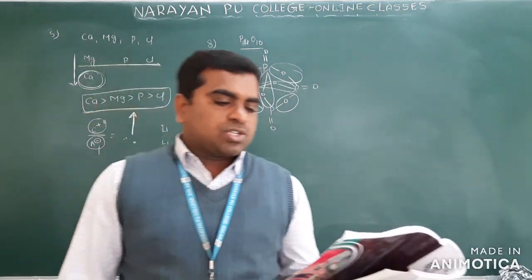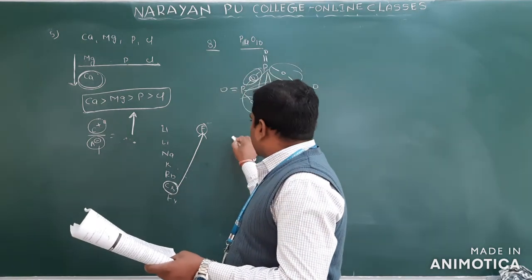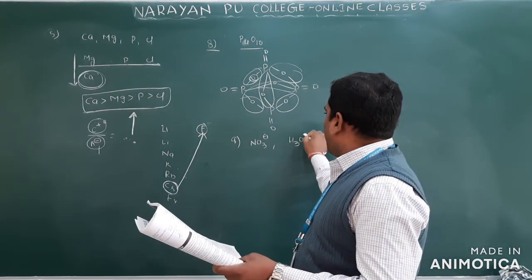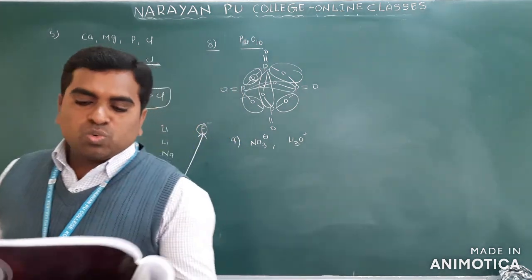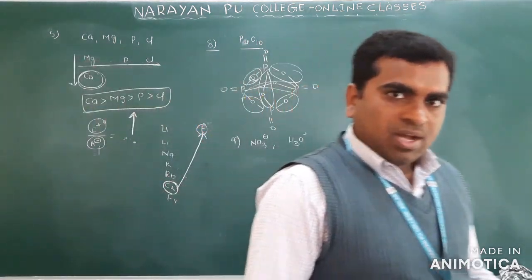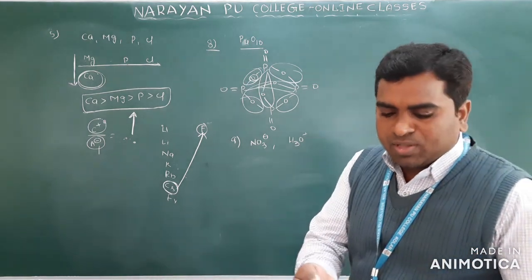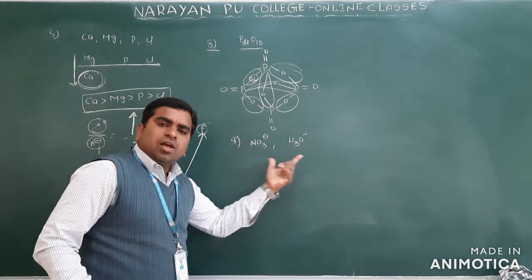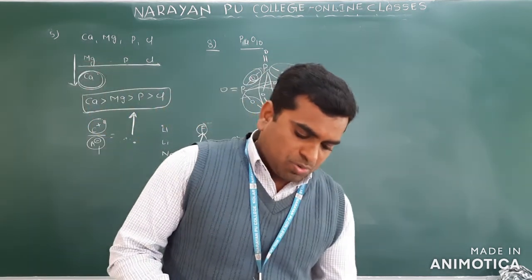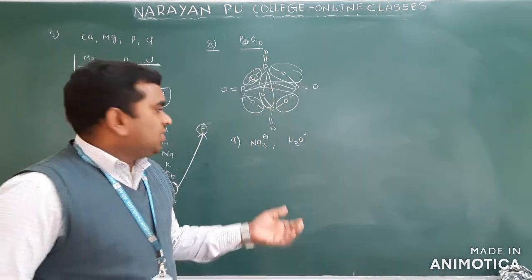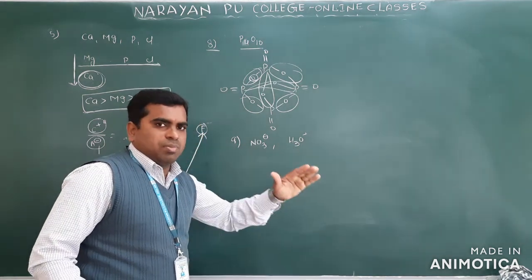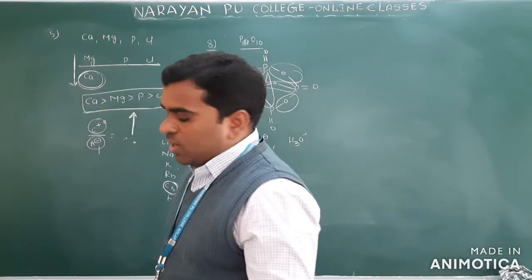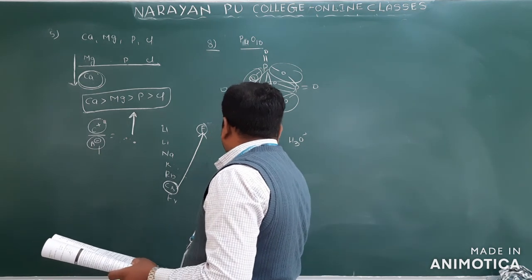9th question. Some of the properties of the two species, NO3 minus and H3O plus, are described below. Which one of them is correct? Clear? So simple. They have given hybridization. Hybridization means calculate hybridization. You will get the answer. Option 1 is correct: different hybridization of the central atom with different structure. If hybridization is different, automatically the structure or shape of the molecule is also different. Clear? So option 1 will be the answer.